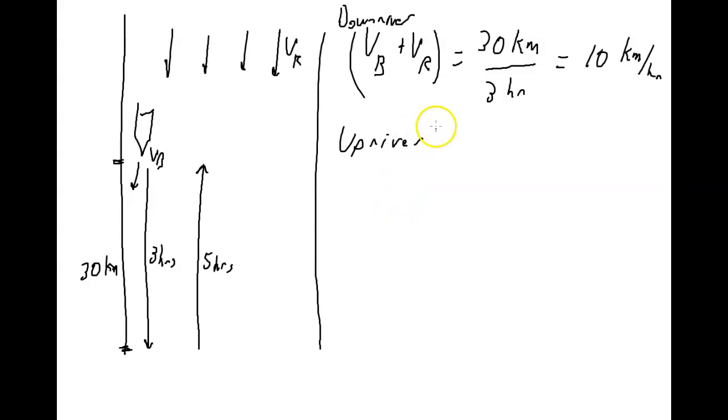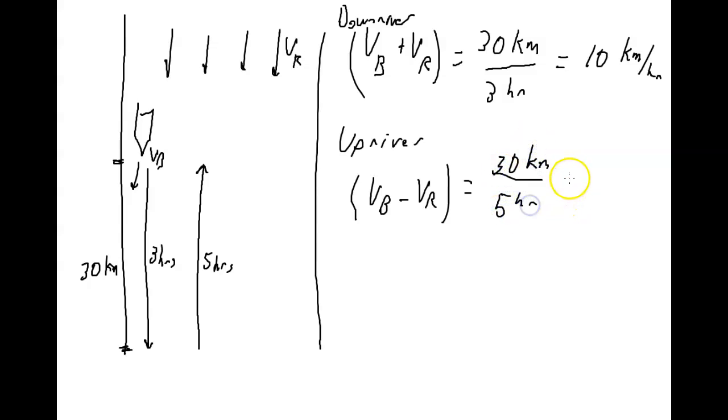All right, when we're going upriver, now the river is going to be fighting the boat. So the velocity of the boat relative to the shore is going to be the velocity of the boat minus the velocity of the river. And the same thing, velocity is distance over time, and the distance it travels is 30 kilometers. But now it took 5 hours. So let's see, 30 divided by 5 is going to be 6 kilometers per hour.